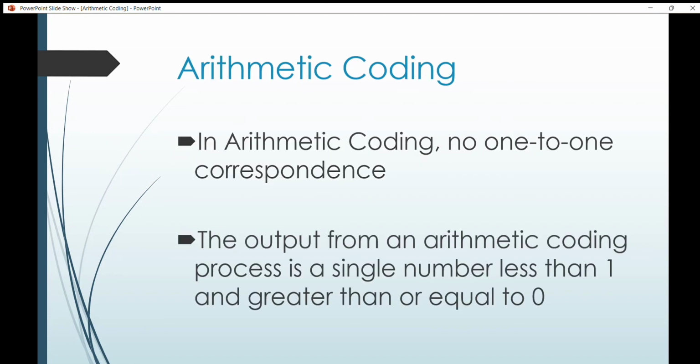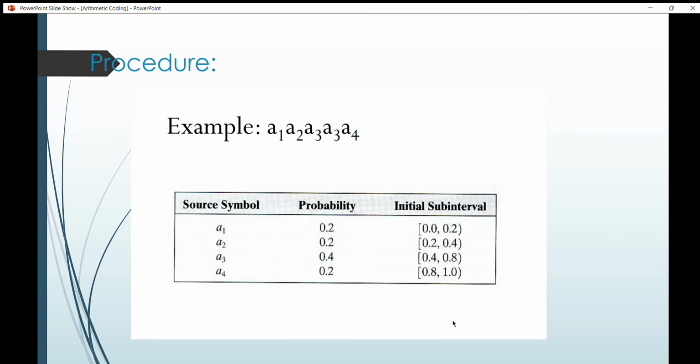In arithmetic coding, one-to-one correspondence between source symbols and code words does not exist. Arithmetic coding outputs a probability value between 0 and 1. Let us consider an example to illustrate the procedure. Initially, the message is assumed to occupy 0 to 1. The table shows the interval is initially subdivided into 4 regions based on the probabilities of each source symbol.